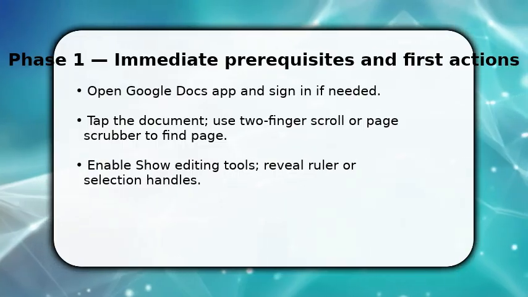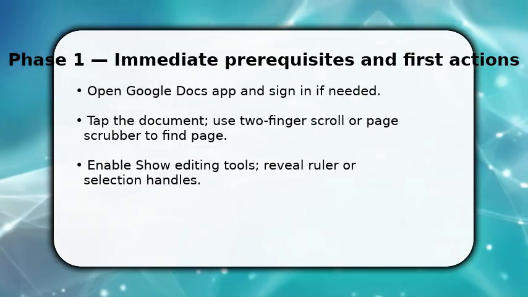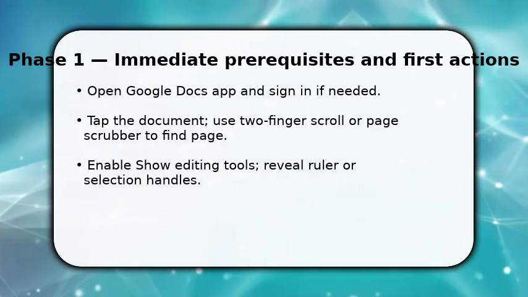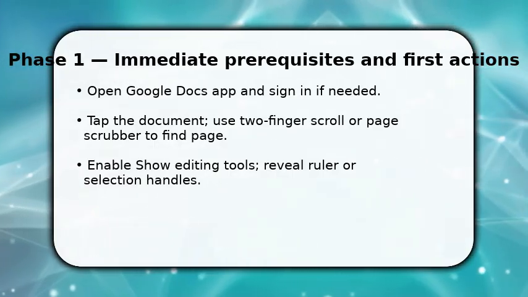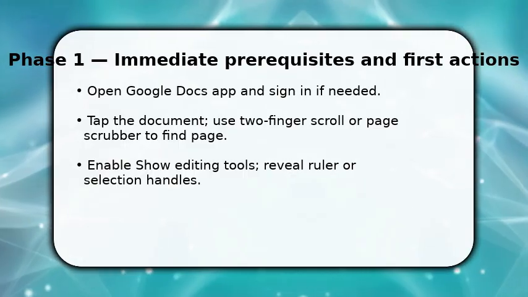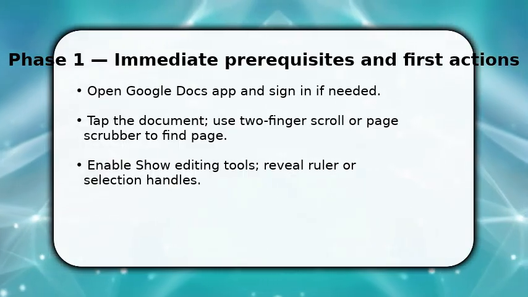Tap the text area to reveal selection handles and the editing toolbar. This gets you immediate control. You need visible caret and selection tools to remove content cleanly, so confirm those appear before moving on.